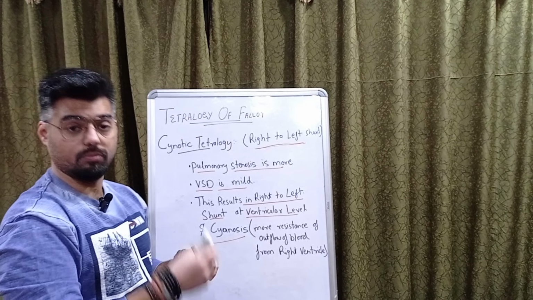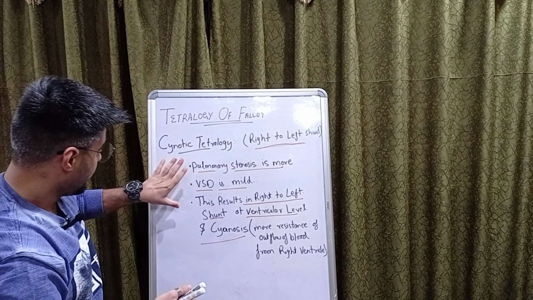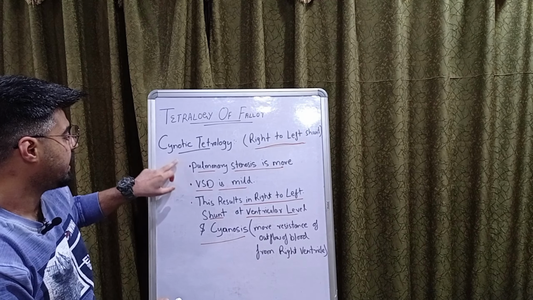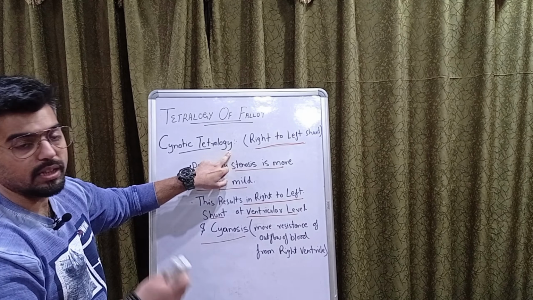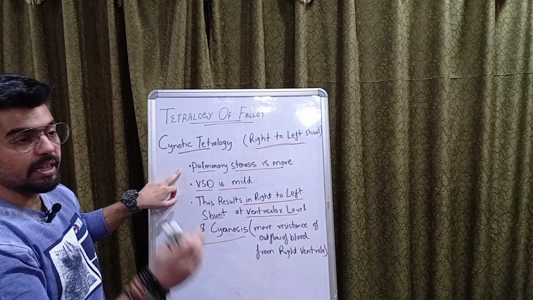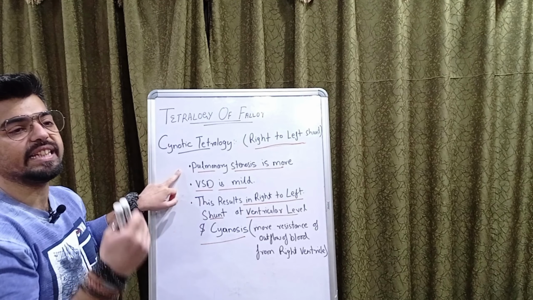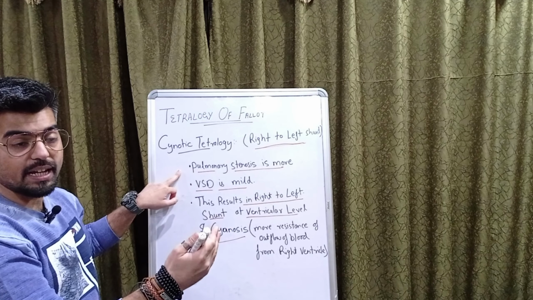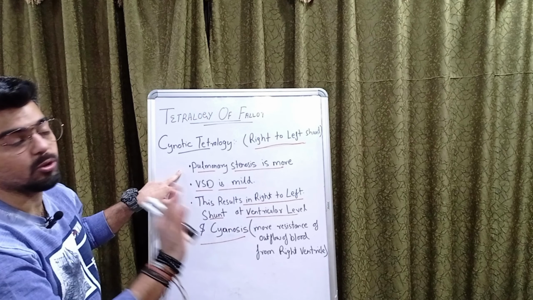Okay, so these are the three important points that you have to remember in cyanotic tetralogy. First one, what is it? It is a right to left shunt. Second, what is there? Pulmonary stenosis is more and VSD is mild. That leads to right to left shunt. Okay, and cyanosis is also being created.